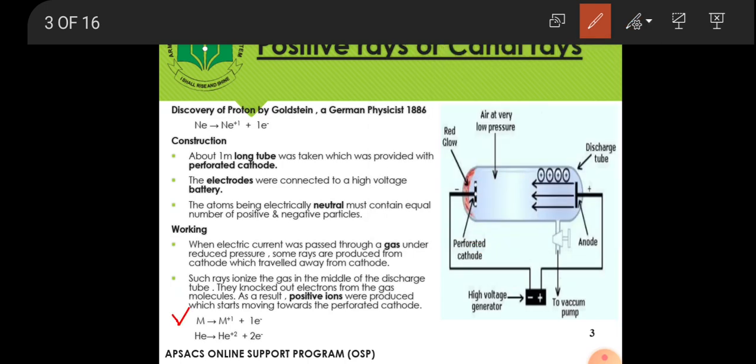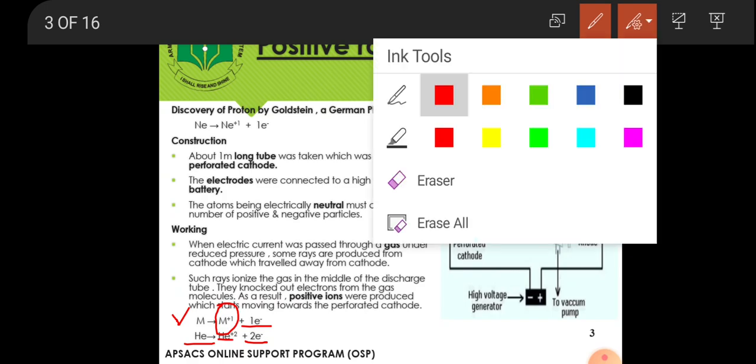So let's consider a general gas which is represented as M. When this gas loses an electron, it is converted into a positively charged ion. For example, if helium gas is used, it contains 2 electrons, and the helium gas loses its 2 electrons to produce a positively charged helium ion.